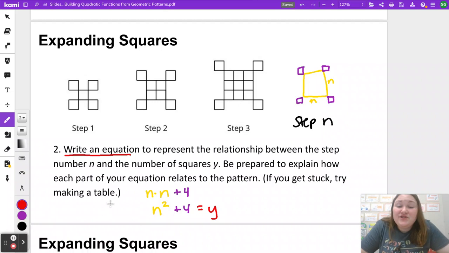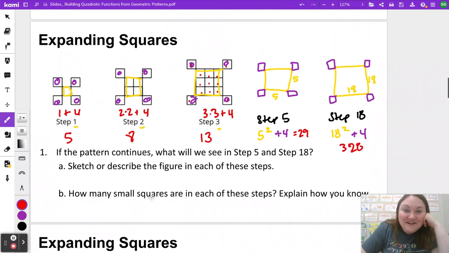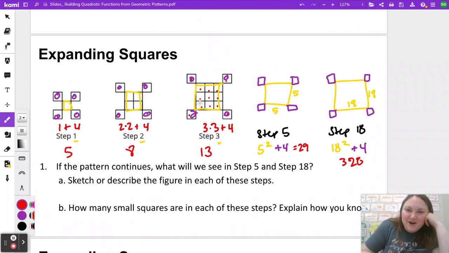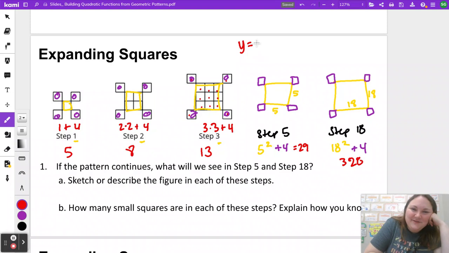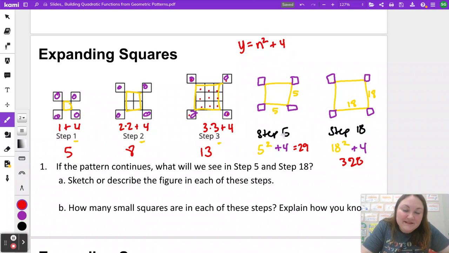When you write equations, you can always check your equations using some answers you are very confident about, like up here. So for example, our equation we just wrote said the number of total squares equals the step number squared plus 4. I could check that using any of these numbers here. So for example, step 5, we said the answer is 29. If I put 5 for the step number, 5 squared equals 25 plus 4, it does give me the answer it should, which is 29.